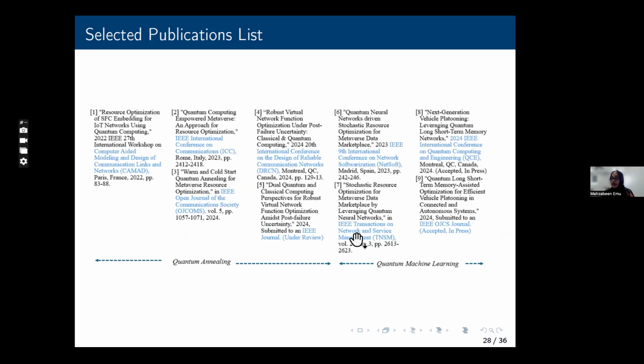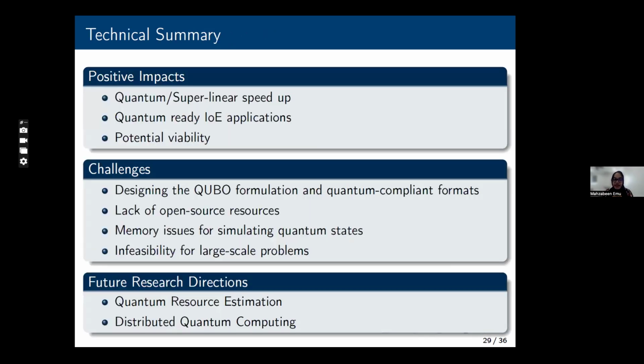These are some of the publications that are relevant to the research projects that I have discussed so far, just in case you are interested and want to explore more. And to summarize things, the positive impacts of this kind of work is that we get to observe the quantum speed up. We are getting quantum ready for futuristic IoT applications. We are also evaluating the potential viability of quantum optimization approaches.